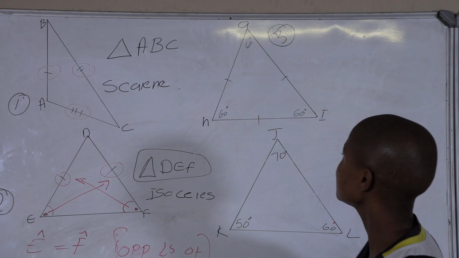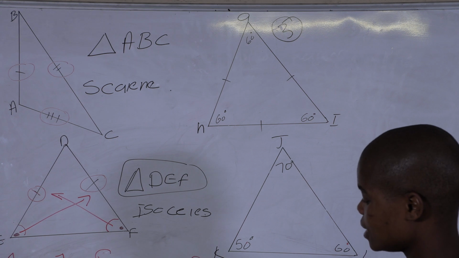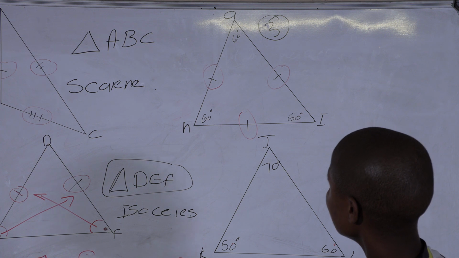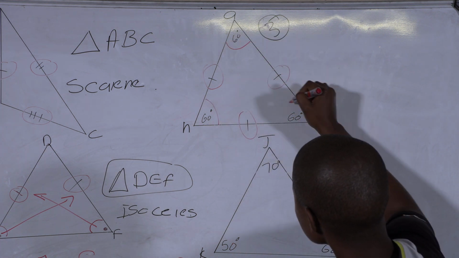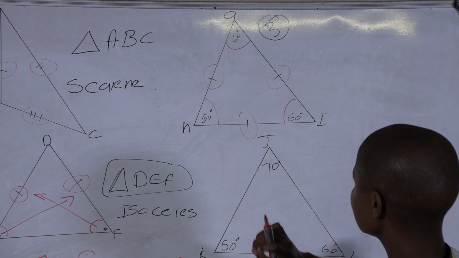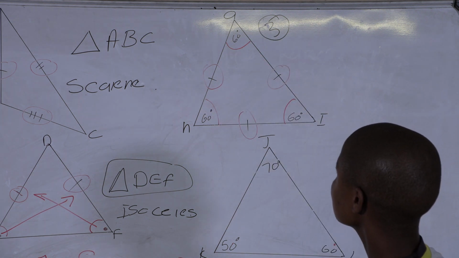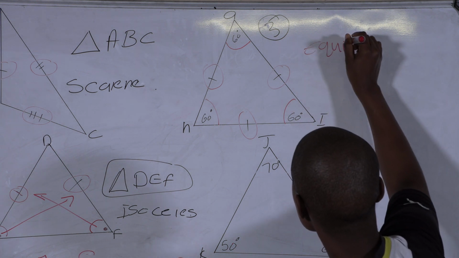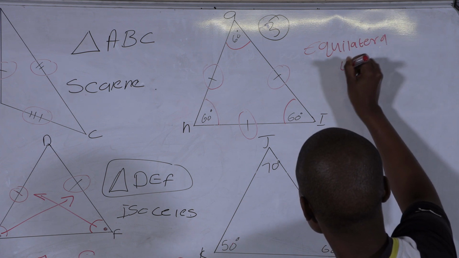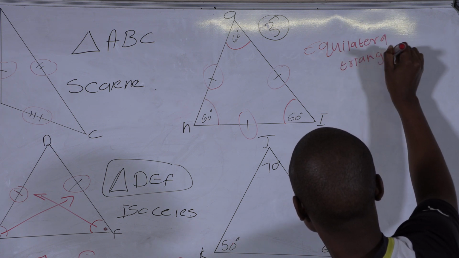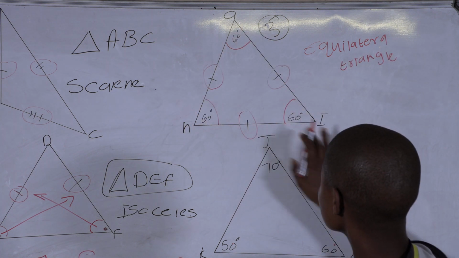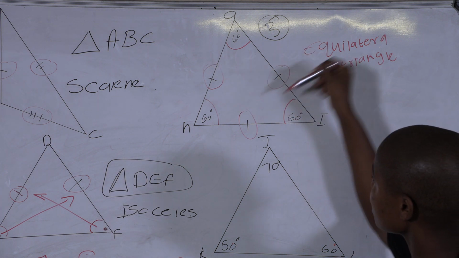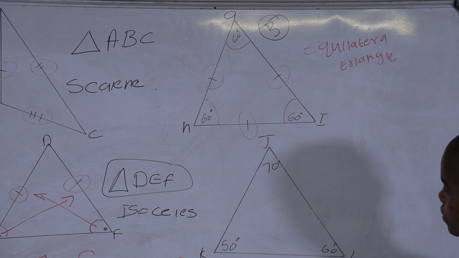This third triangle there, looking at it, I can see that all three sides are equal. And inside, I see the angles that are measured to be 60 degrees. And then they are all equal. So this kind of a triangle, we call it an equilateral triangle. So triangle GHI is an equilateral triangle simply because all sides are equal and all angles are equal.